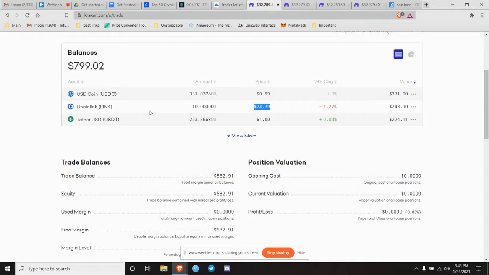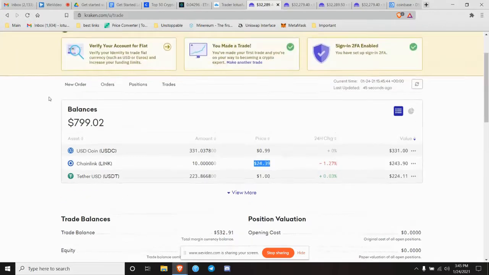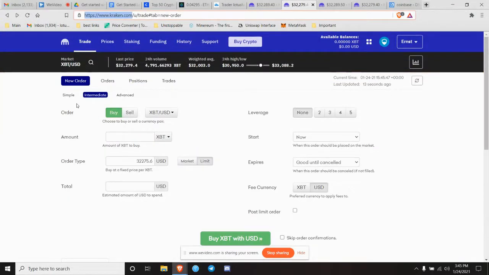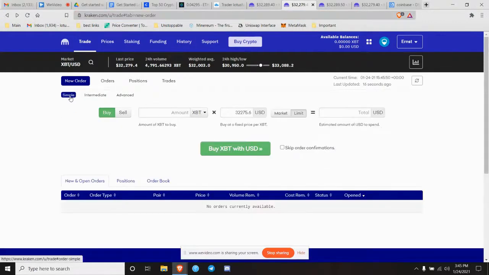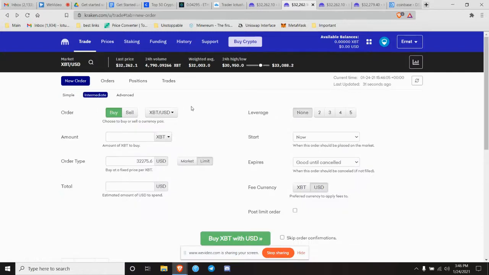But same thing, you have your balances and how much everything is worth and what you want to keep track of. The order systems on here can be very simple. You buy, you sell, you pick the amount that you want to buy and sell at. You do a market order or a limit order. But on Kraken, you can also do leveraging, and you can leverage up to 5x. And you can set a stop loss, and you can set an expiry for your order if you would like.